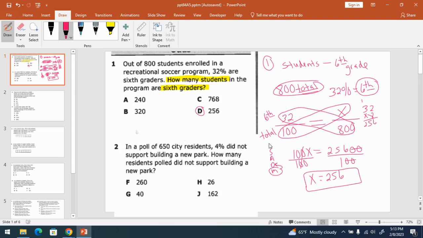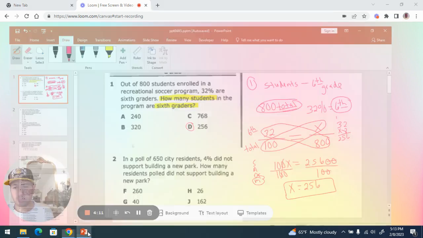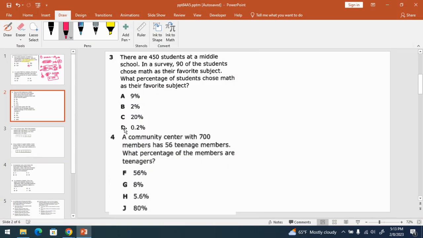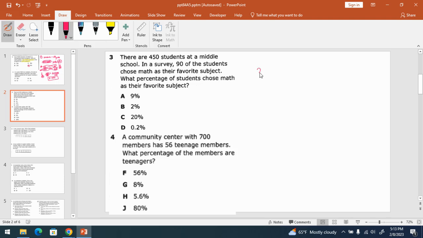I go to my teacher mate, click on it, and that's it. The way I did number one, that's the way you're going to do number two. The next one will be number three. Same method. Okay, so I'm going to go number three.